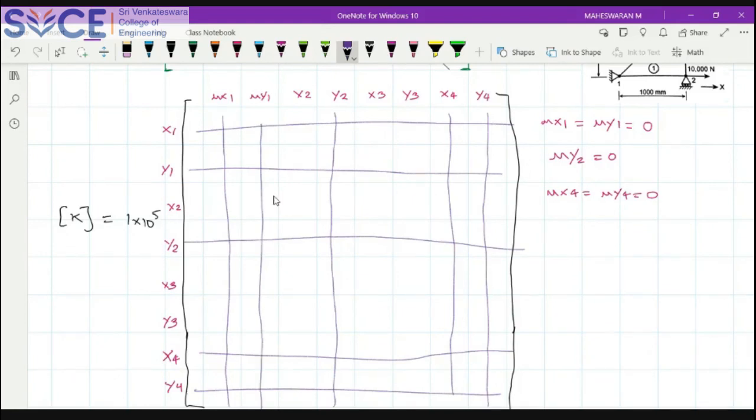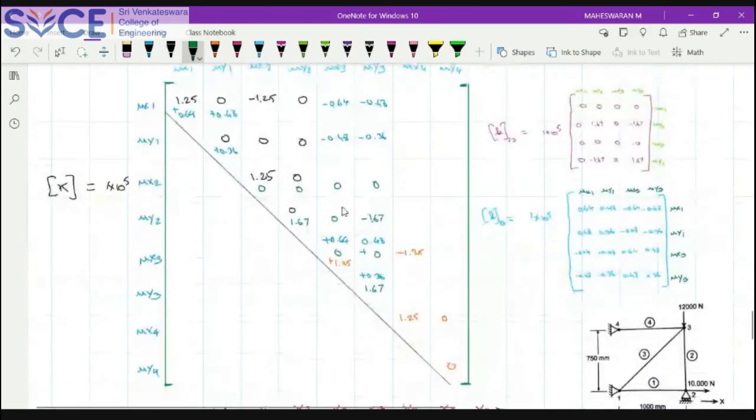So what are the remaining terms you have? Be careful. This term, which is having x2, x2, right? So what is x2, x2? So x2, x2 is 1.25.